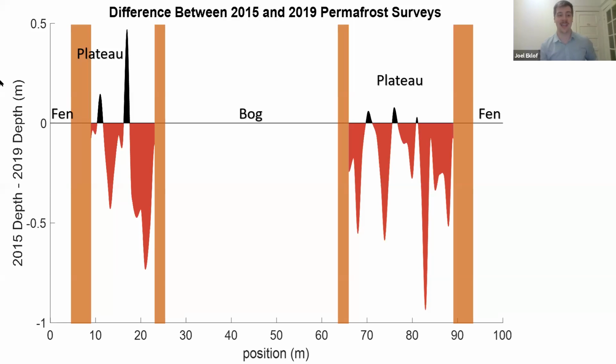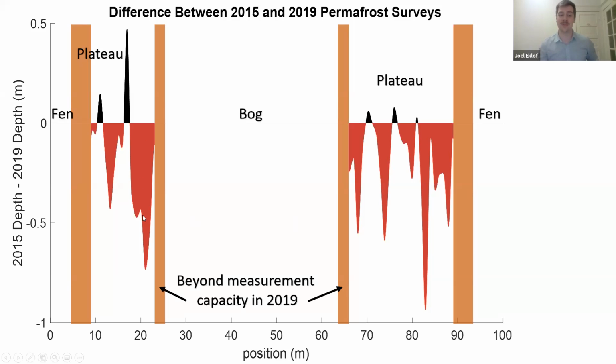So first, looking at our y-axis, we have our 2019 depth of permafrost subtracted from Ben's 2015 depth of permafrost. All data below this 0 line indicates thaw. So what your eye is likely naturally going to are these big orange bars.